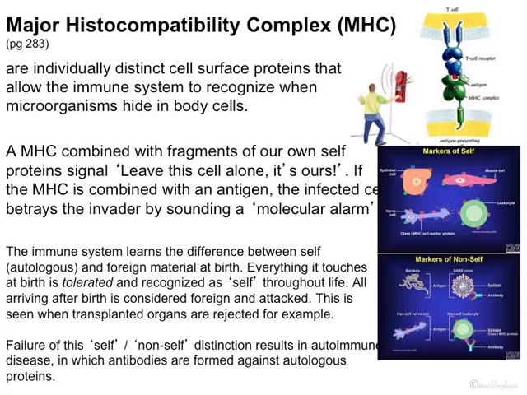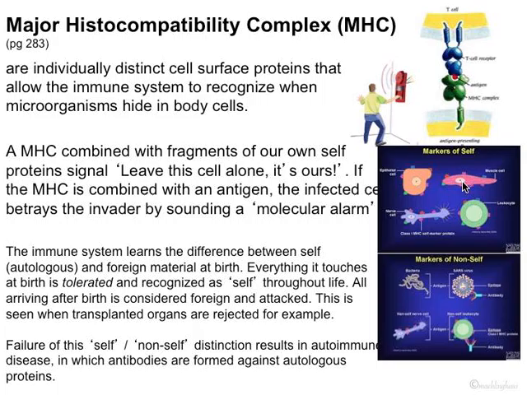It's very, very important, though, to understand who is self and who is not self. So the immune system learns at birth the difference between self and foreign material. Everything it touches at birth is tolerated and recognized as self, and everything that is coming after birth is recognized as foreign and needs to be attacked. The problem with that is, for example, when we have organ transplants, that's foreign, so we need to attack it. And what that means is we reject it.